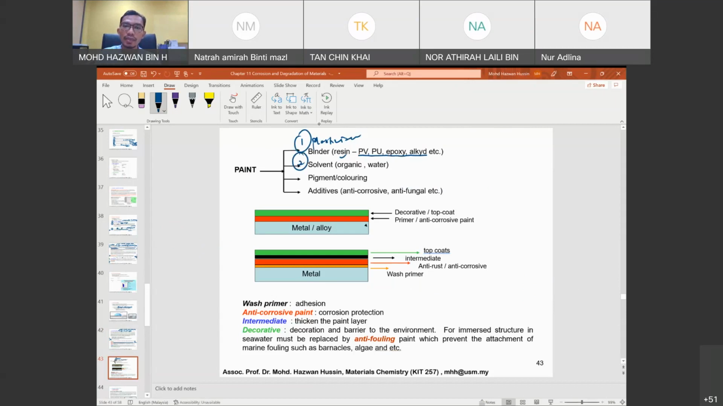For organic material like polymer, it can easily dissolve in organic solvent. Okay, like what? Xylene, toluene, MEK, methyl ethyl ketone, MIBK, methyl isobutyl ketone, and many things. Okay, all these are solvents that dissolve the binder. You can also have water-based coating, okay, normally for emulsion paint.